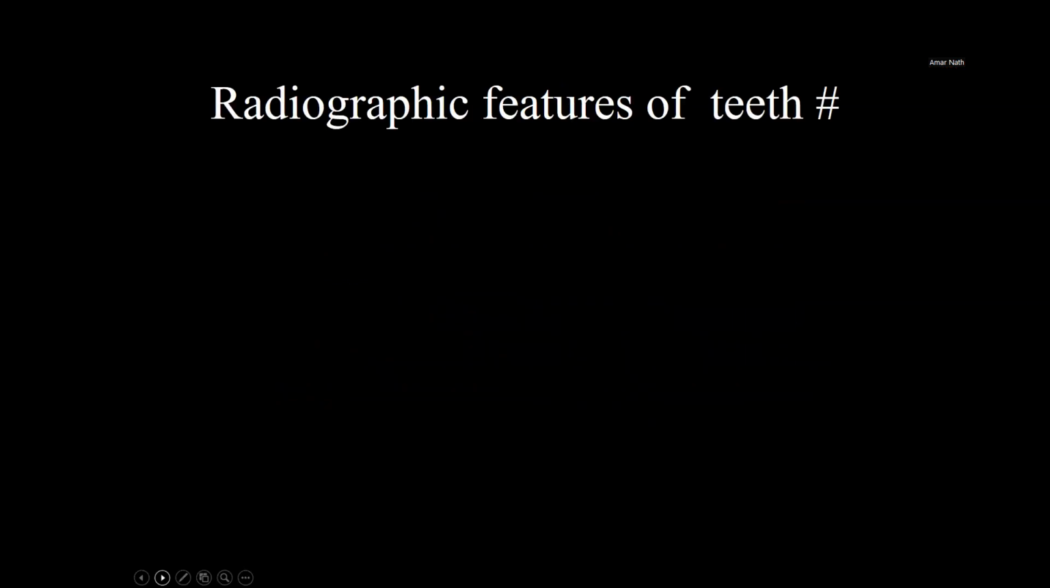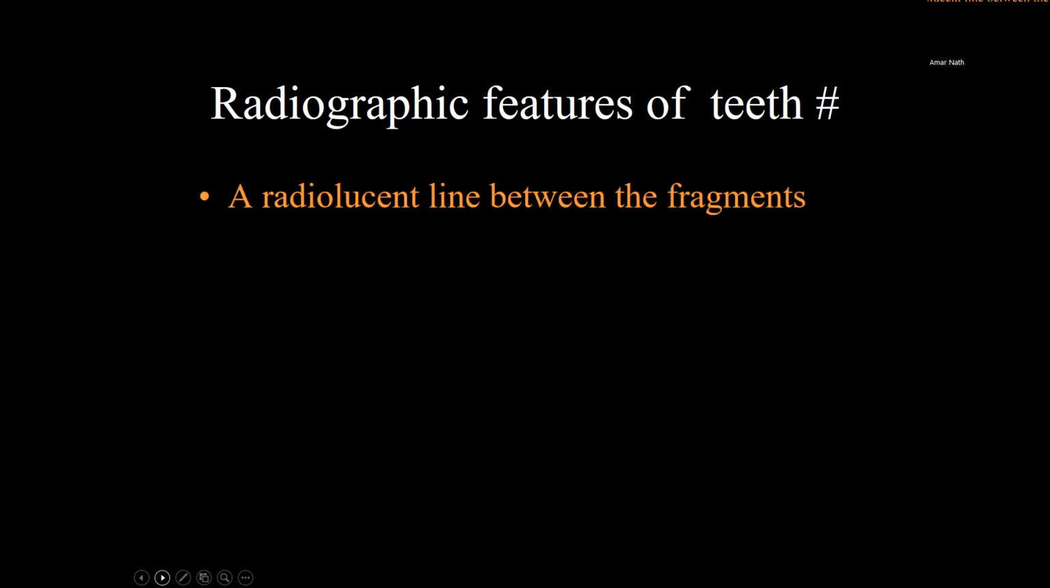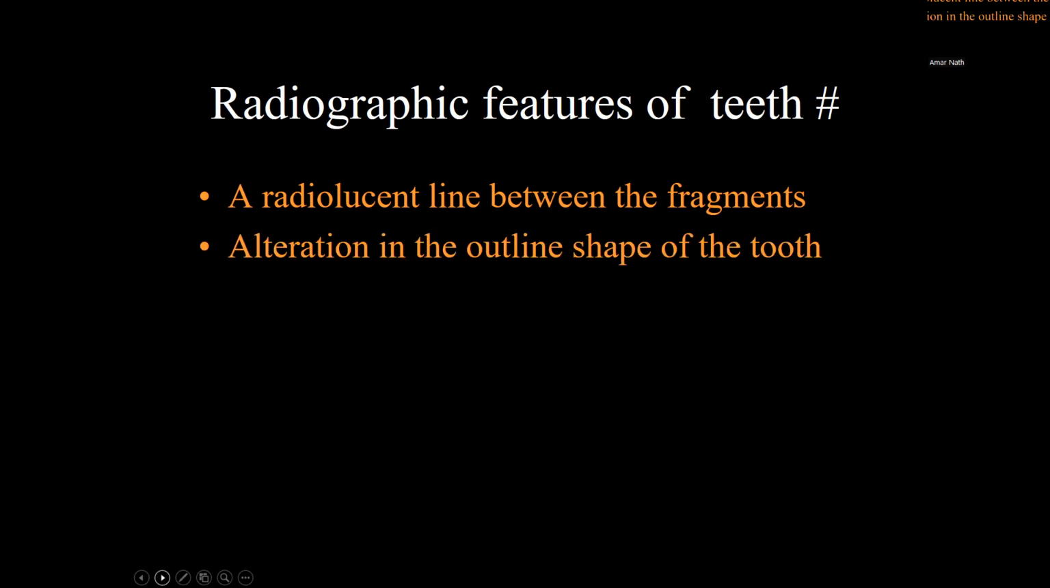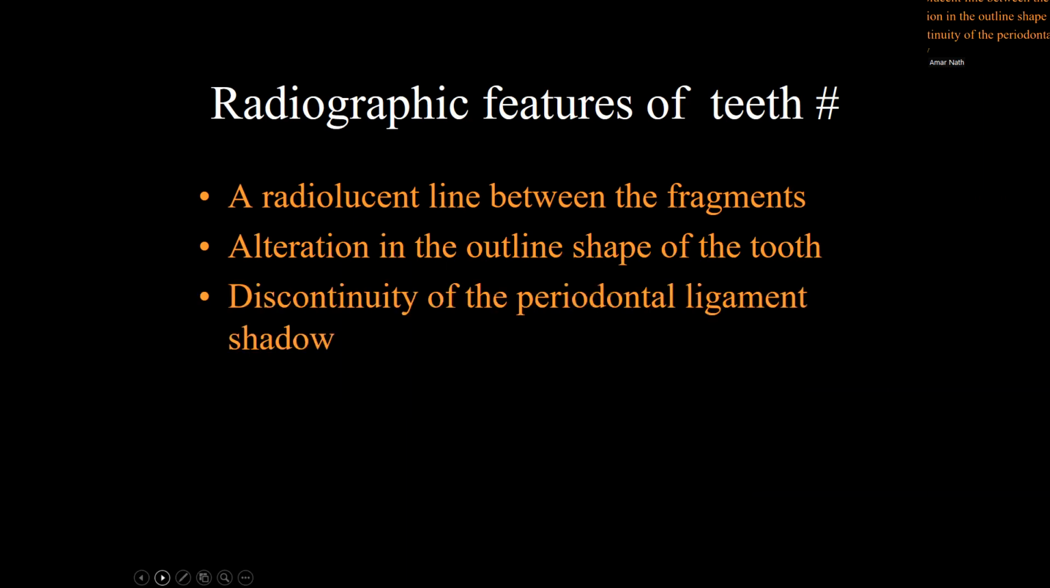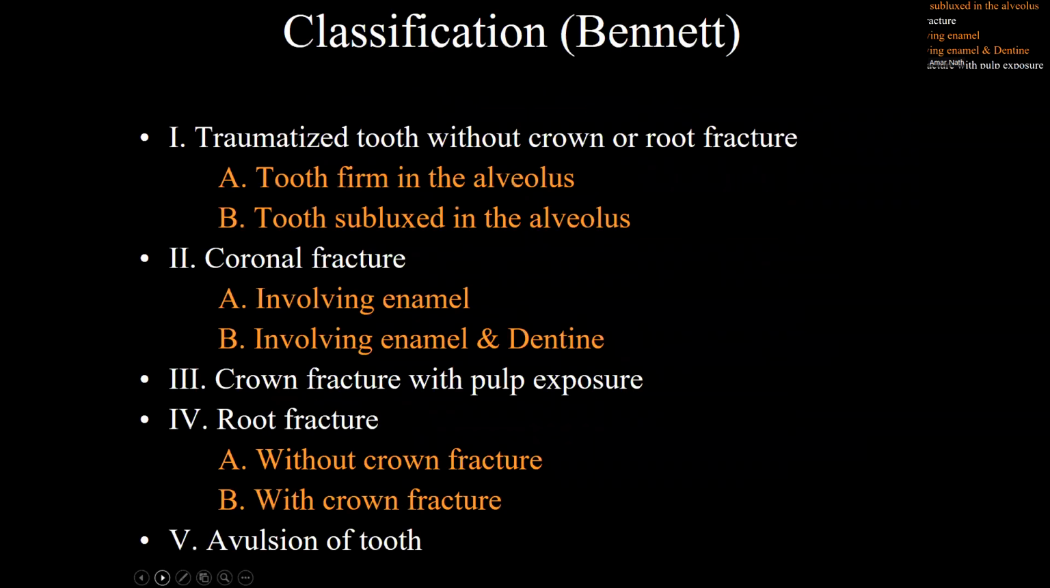Radiographic features of tooth fracture. A radiolucent line between the fragments can be seen. Alteration in the outline shape of the tooth. Discontinuity of the periodontal ligament shadow. Those are the radiographic features of fracture.